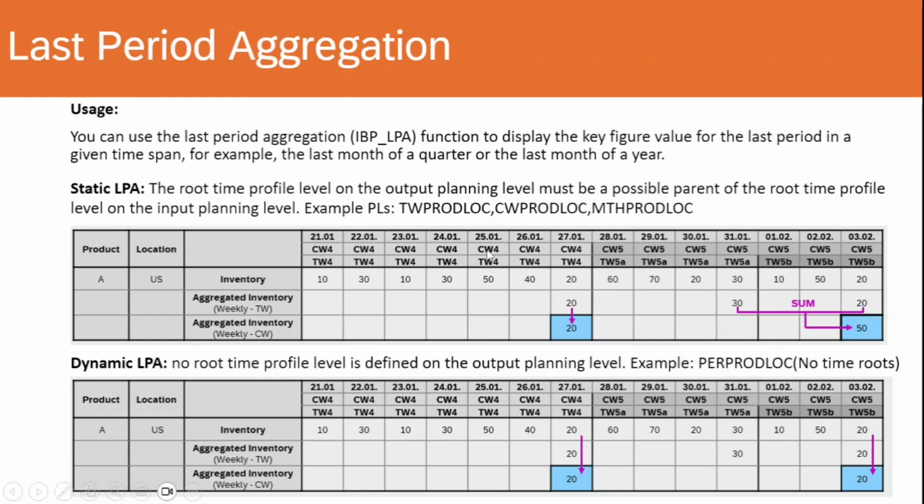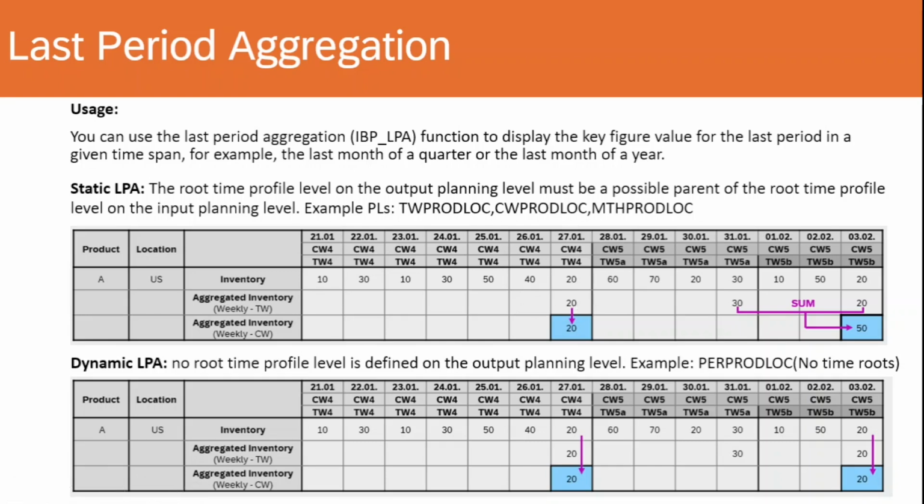Now, whenever we use the static LPA, you can aggregate it to a particular aggregated level. Let's take an example of a technical week. So the technical week is your aggregated level, whereas the lowest level is the day level. Now, whenever you apply a last period aggregation, the value of this technical week would be 20, right?